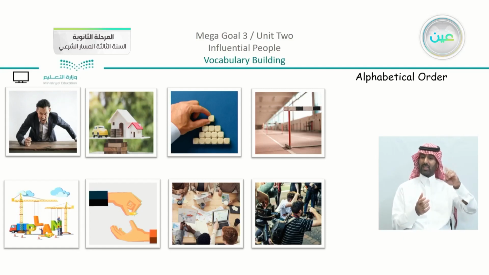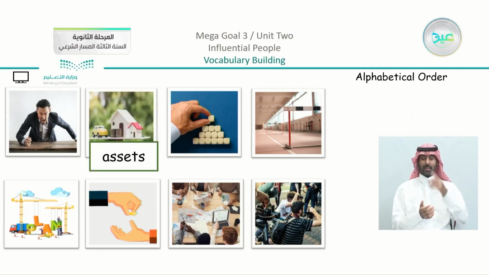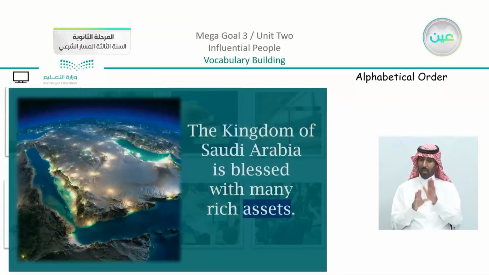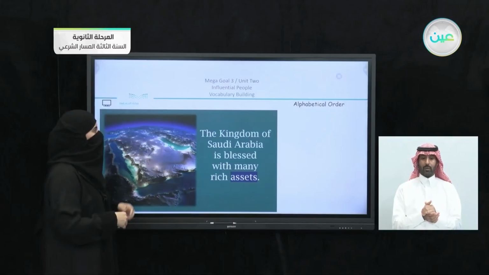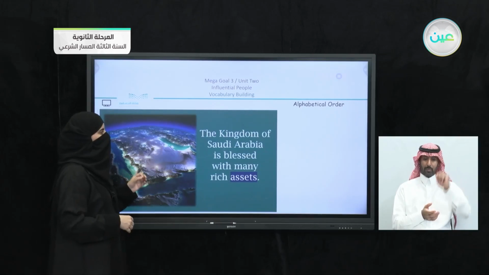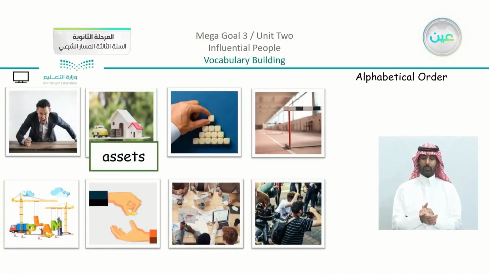So we have here the first one. Which one of these words goes with the word assets? So we have here the word assets. Yes, correct. The second word, just match. Of course, there is an example here before we move on. We have here: the kingdom of Saudi Arabia is blessed with many rich assets. Moving on, let's see the second word.